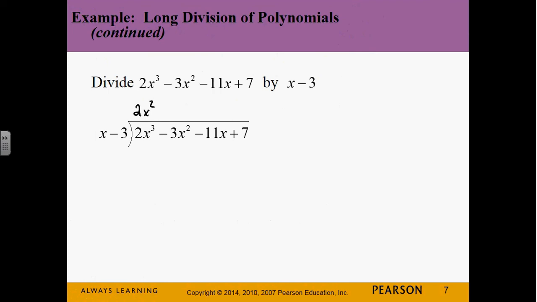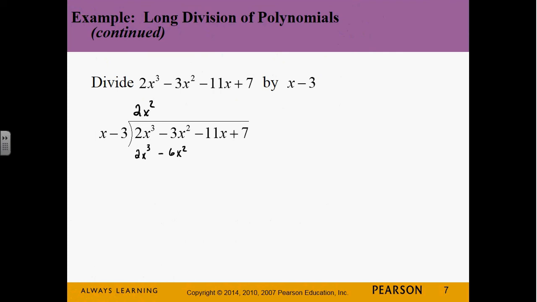Now, just like with numbers, I'm going to multiply my quotient times my divisor. But since it's a binomial, I'm going to have to do it times both terms, right? So what's 2x squared times x? 2x cubed. And then 2x squared times negative 3 is negative 6x squared. We're going to make sure to line them up under the proper like term. So this is x cubed, so it goes under the x cubed. This is x squared, so it goes under the x squared.